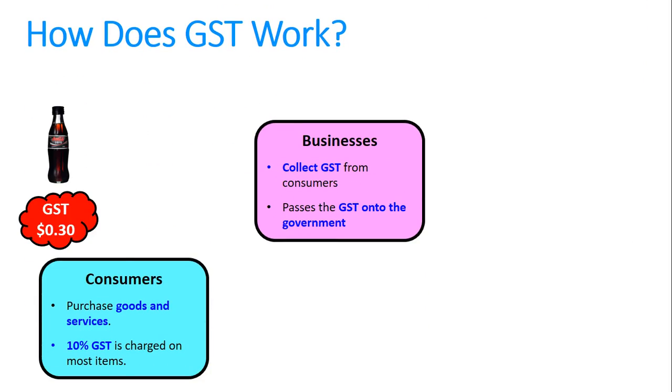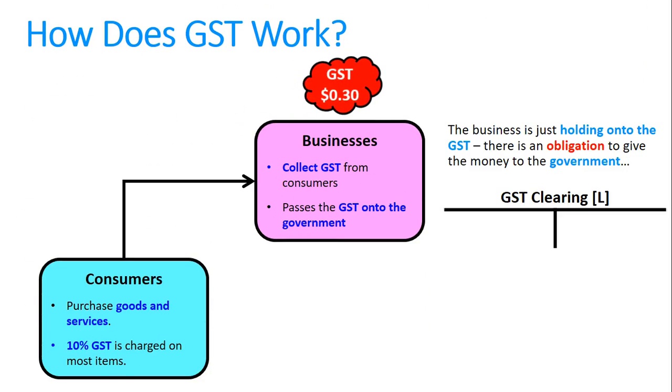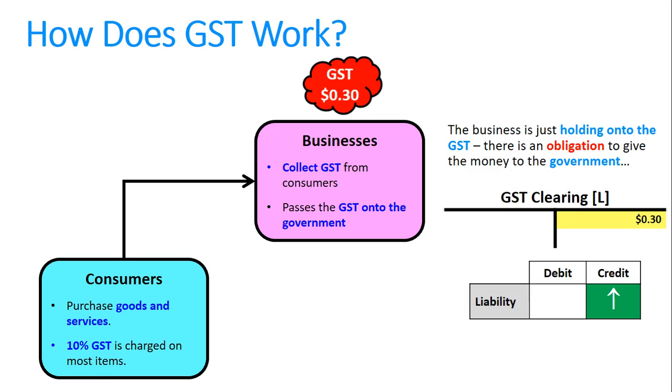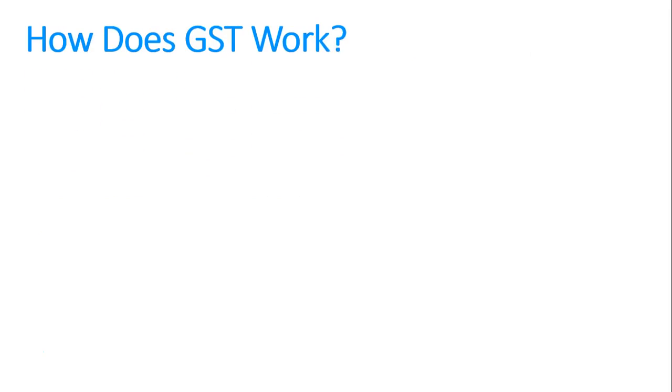And looking at that 30 cents of GST, it doesn't belong to the business, it's actually going to be an obligation. So what that means is it's going to be a liability which we create called GST Clearing, and we assume it's a liability. It can be an asset, we're going to investigate that in a minute. But when we collect GST, that is going to increase the liability we owe to the government, so it becomes a credit, in this case of 30 cents.